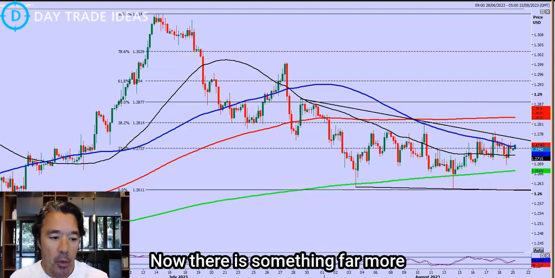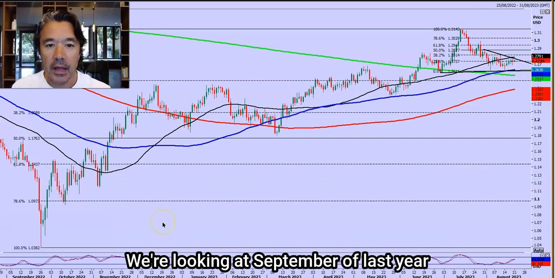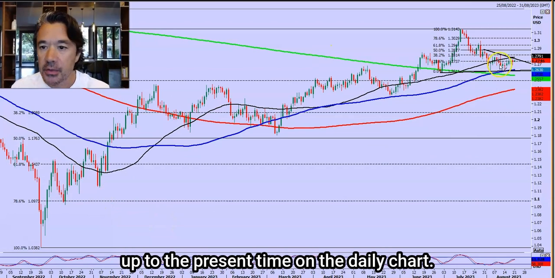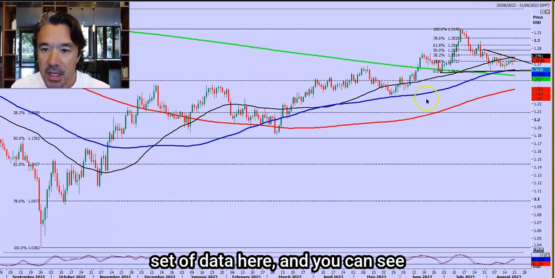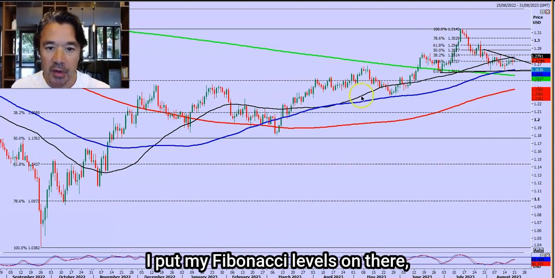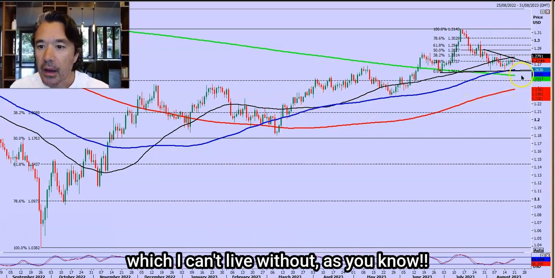Now, there is something far more interesting to show you in cable. We're looking at September of last year up to the present time on the daily chart. So it's nearly a year old, this set of data here. And you can see we've been in a real nice bull trend. I put my Fibonacci levels on there, which I can't live without.